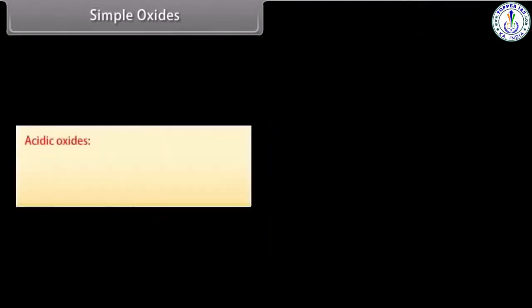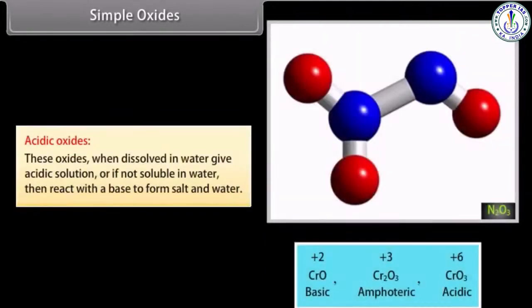Acidic oxides. These oxides, when dissolved in water, give an acidic solution, or if not soluble in water, then react with a base to form salt and water. For example, SO2, N2O3, P2O3 and Br2O. The acidity of the oxide increases as the oxidation number increases.